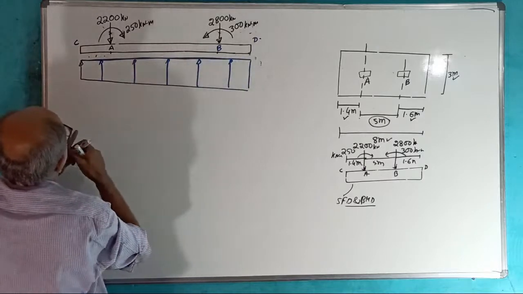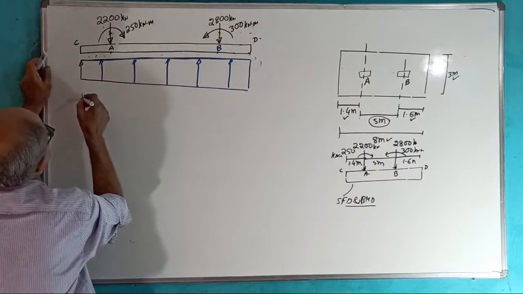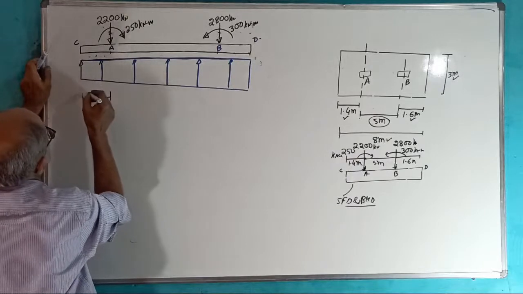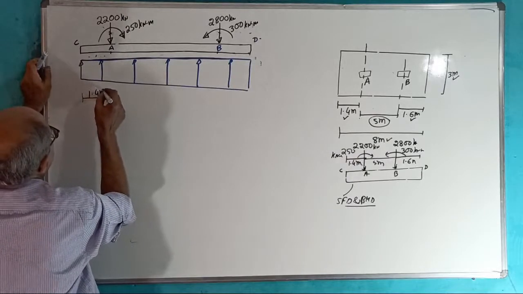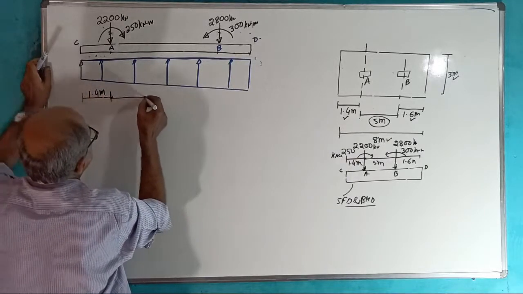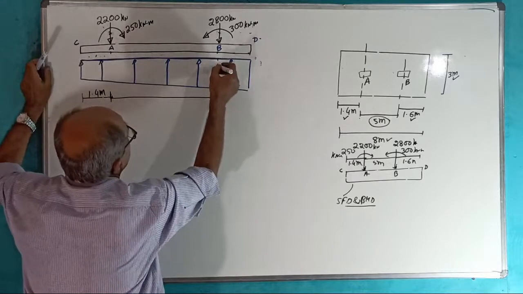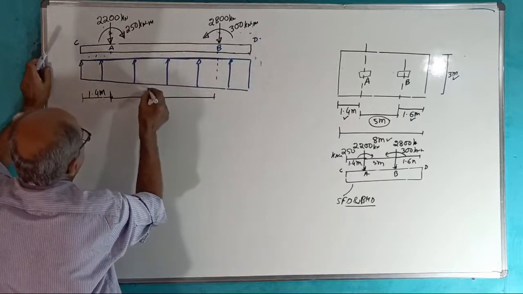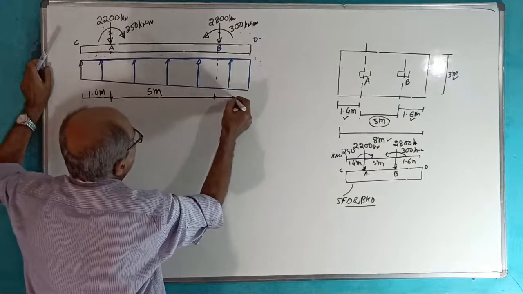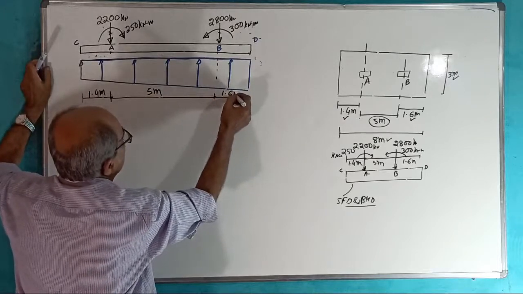That's all. Now do one thing. I will put the distances here. See, this distance is 1.4 meter. This distance, I told, up to here, is 5 meter. This is 1.6 meter.